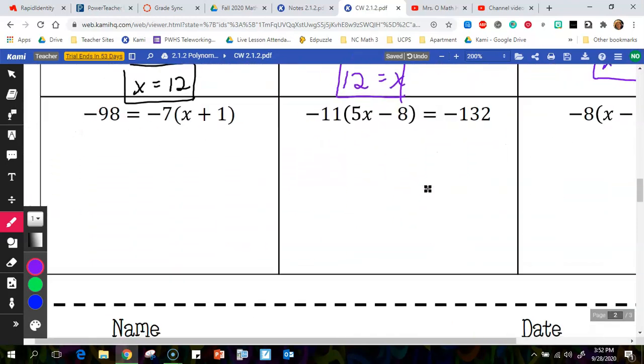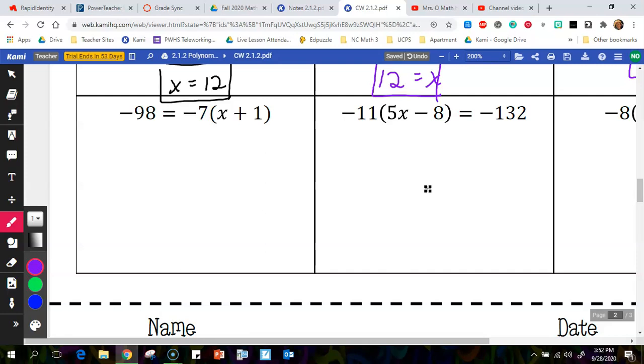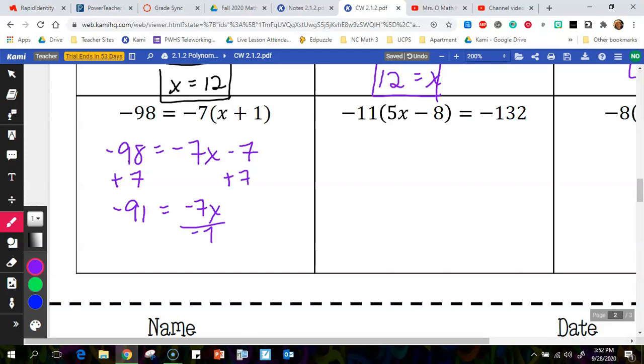I'm going to do one more, and then I'm going to leave you the last 2 to do. Okay, so this is negative 98 equals negative 7x minus 7. Plus 7 on both sides. That is negative 91 equals negative 7x. Divided by negative 7, that's going to be 13. 13 equals x. Okay, so you do this one and this one.